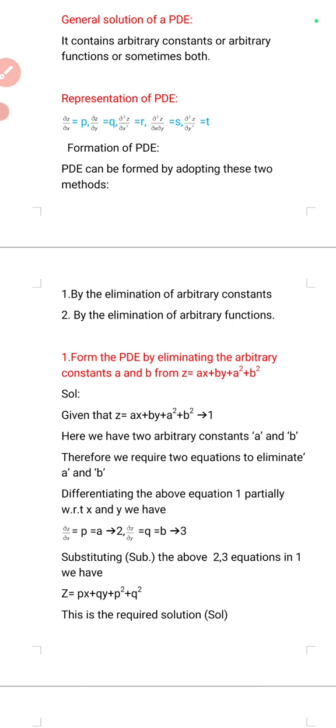So, hence this is the required solution, or this is the way to form the partial differential equation in this particular equation by eliminating two arbitrary constants.